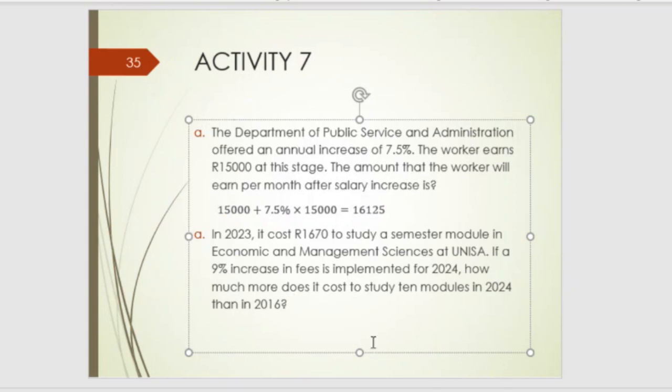In 2023, it cost 1,670 to study a semester module in Economic and Management Sciences at UNISA. If a 9% increase in fees is implemented for 2024, how much more does it cost to study 10 modules in 2024 than in 2023?